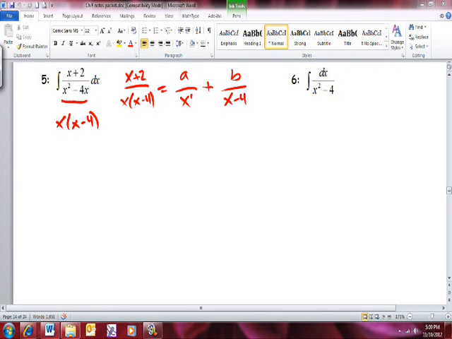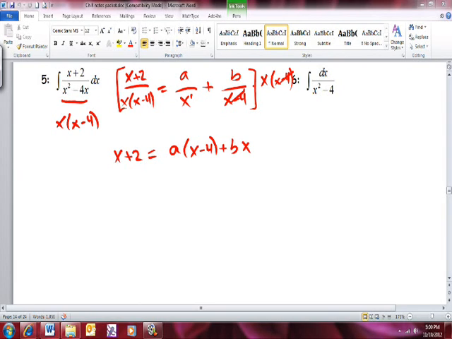So what we're going to do is multiply through by the least common denominator. So we're going to multiply everything by x and the x minus 4. And what happens on the left side, they all cancel out, leaving you with x plus 2 equals A, the x's cancel, leaving us with an x minus 4, plus B, the x minus 4's cancel for B, leaving us with just x.